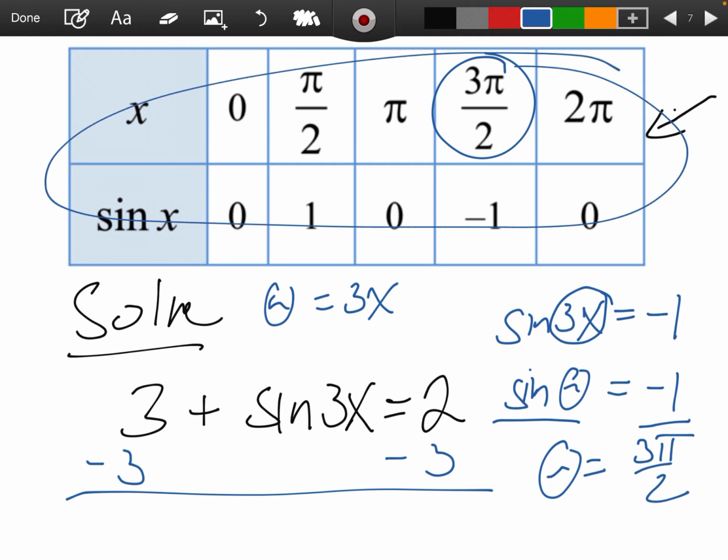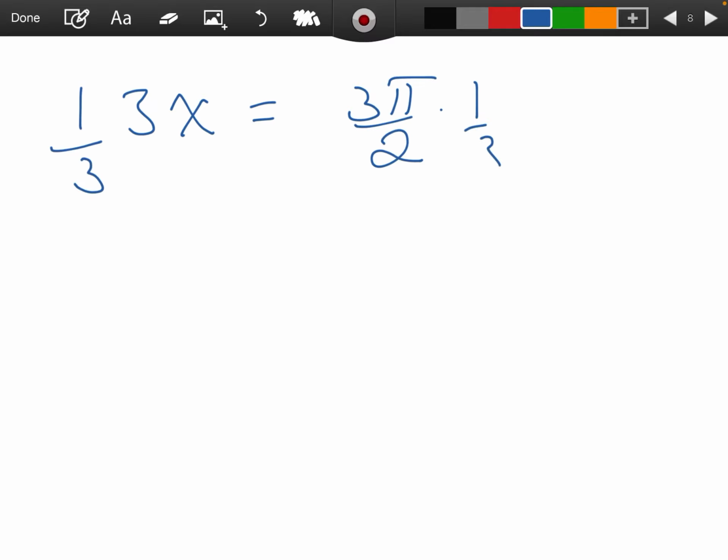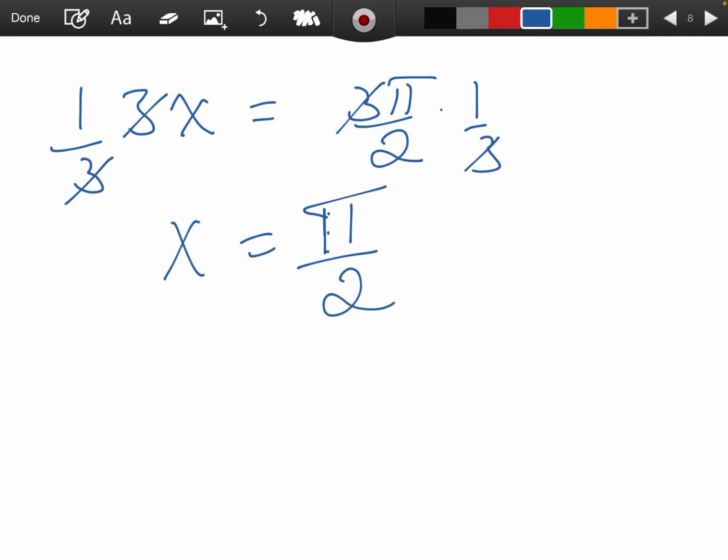So if I know that sine is equal to negative 1 when theta equals 3 pi over 2, but theta is the same thing as 3x, then what I'm going to say now is 3x is equal to 3 pi over 2. And again, I'm going to multiply both sides by 1/3 to get rid of this 3 and that 3, and this 3 and that 3, so I'm going to end up with x is equal to pi over 2, right?